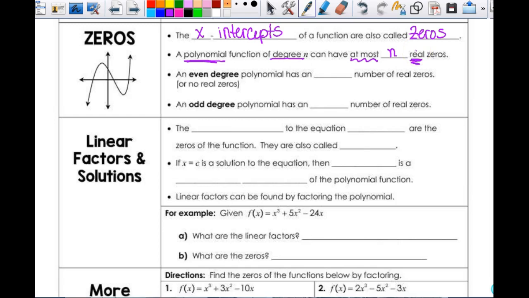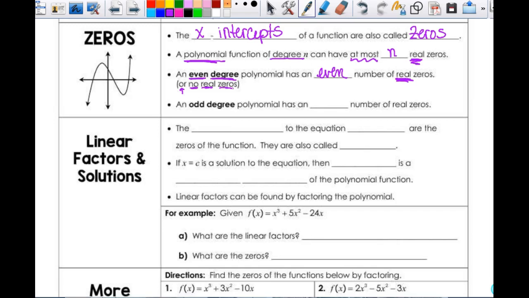Okay, so if I have an even degree polynomial, x squared, x to the fourth, hopefully we know what even numbers are, an even degree polynomial has an even number of real zeros or no real zeros. So if you're trying to tell me that a fourth degree polynomial has 3 real zeros, that makes no sense. Because if it's a fourth degree, it's either going to have 4, 2, or 0. That's going to be important for us moving forward here.